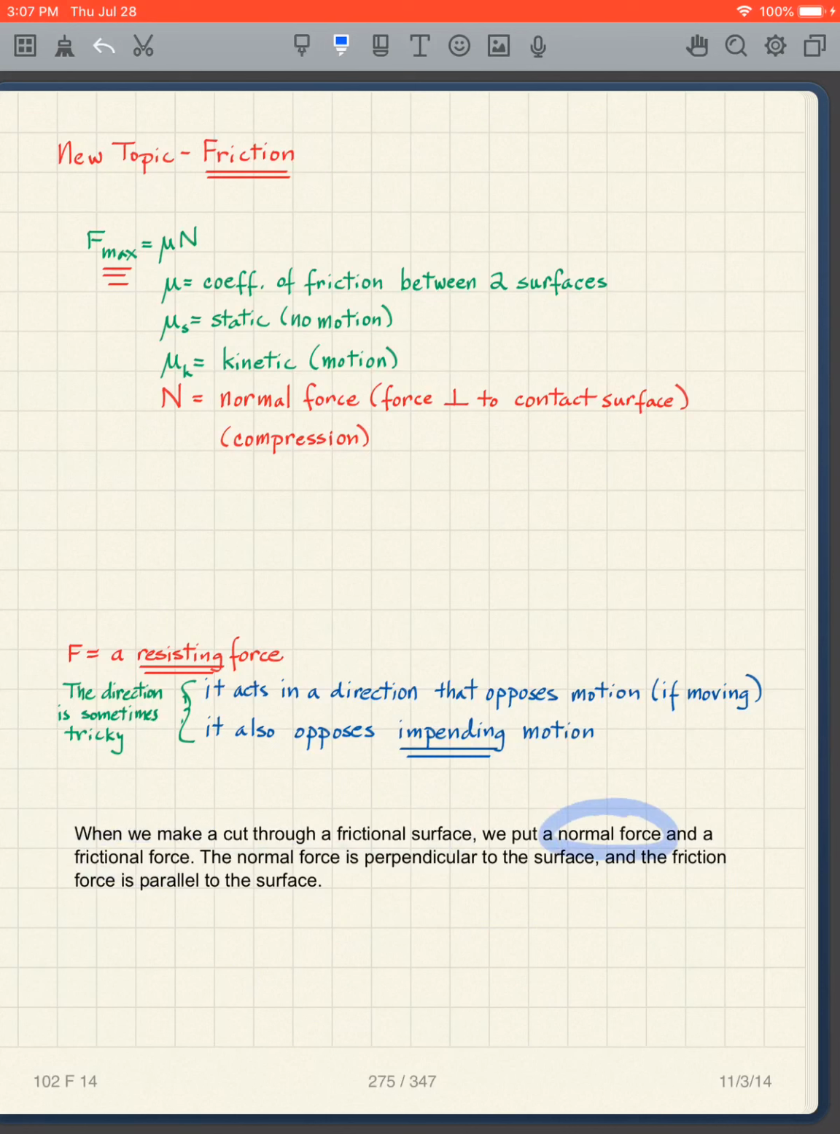So this has both a normal force and a frictional force. So that's what we put. The normal force is perpendicular to the surface and the friction is parallel to the surface. So when we cut through, we have to remember our rules. We're just going to follow exactly what we've been doing. Now we're going to make cuts through a frictional surface. That's pretty much what we're doing here. The rest is what we've been doing all along.